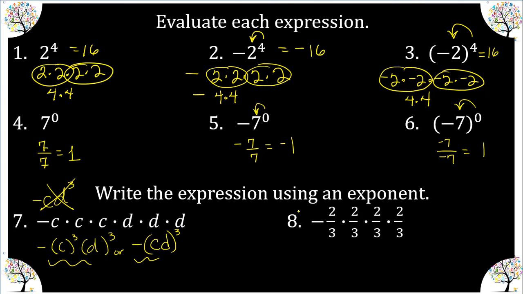Number 8, we're taking a look at a fraction, and anytime we have a fraction as the base, it must be in parentheses, so we include the 2 and the 3 as part of the base. So we have 2 over 3 raised to the 4th power, and the negative is not part of the base. We just have this single negative out front.